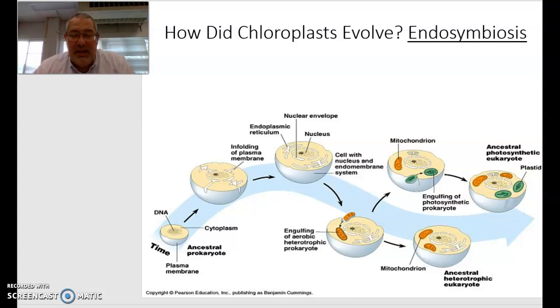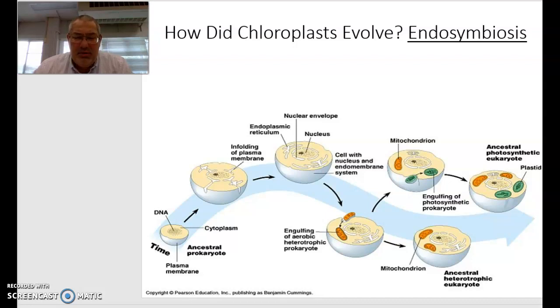You notice that the plant line of evolution shows 2 endosymbiotic events. The animal and fungus line of evolution just shows 1, the engulfing of an aerobic bacterium, which became the mitochondrion.